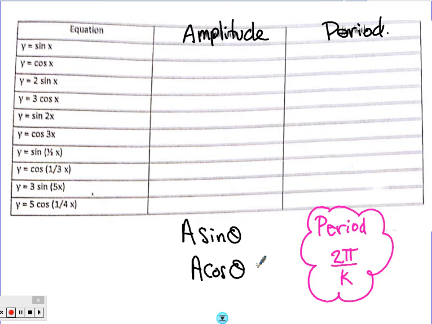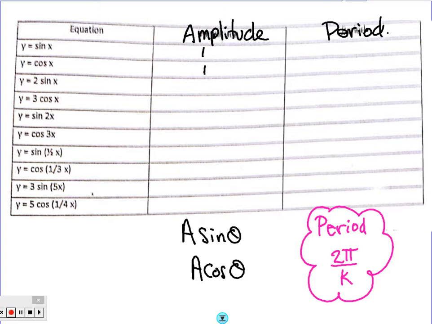So, I'm going to do a couple and then you guys are going to finish off the rest. Here, I want to figure out what is my A. What is my amplitude here? Well, A is just like a vertical stretch. Did I have an A in front? No, it was just a 1. So my amplitude is 1. That's just a normal sine and cosine curve. Sine and cosine have an amplitude of 1. They go up to 1, down to negative 1.